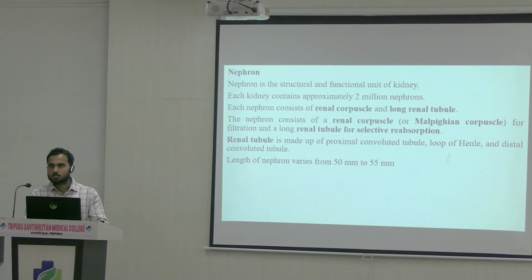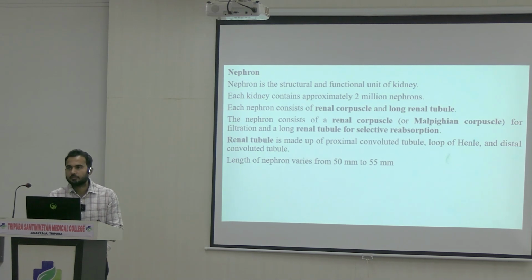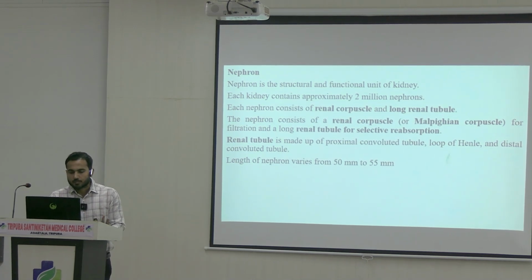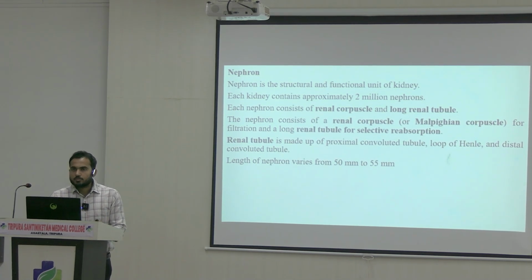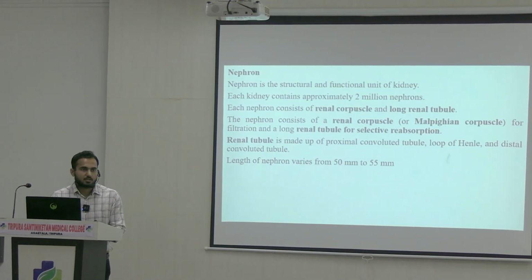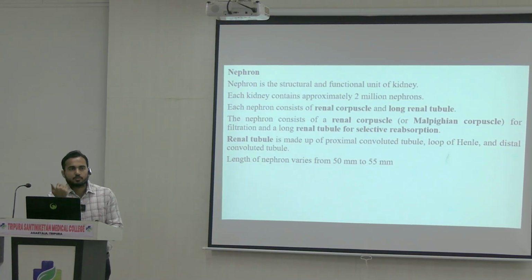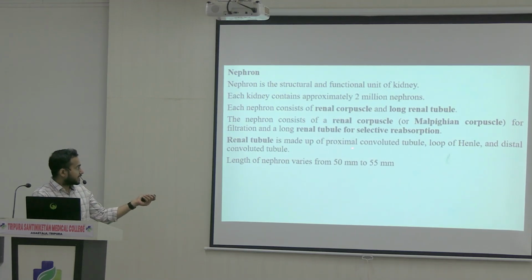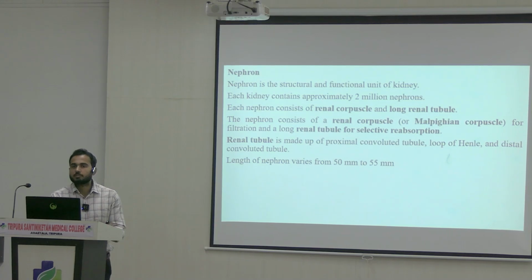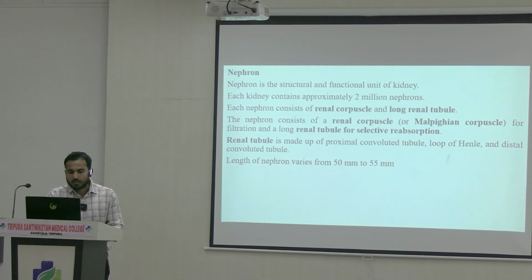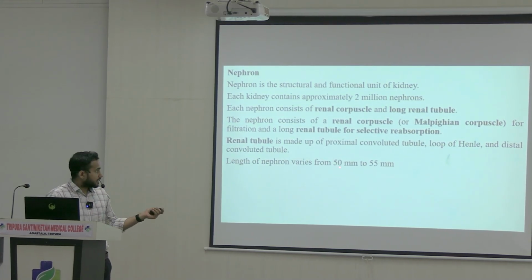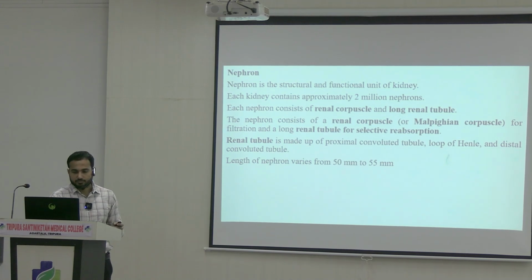Okay, so in renal physiology, the functional aspect will be discussed. Now, if you see the renal tubule, it is made up of what? Have you heard about PCT, DCT, loop of Henle? Yes, I know you have studied all those things. As you can see, the renal tubule is made up of PCT, loop of Henle and DCT. These are the structures which are forming the renal tubule. Now the length of the nephron is approximately 50 to 55 millimeter.